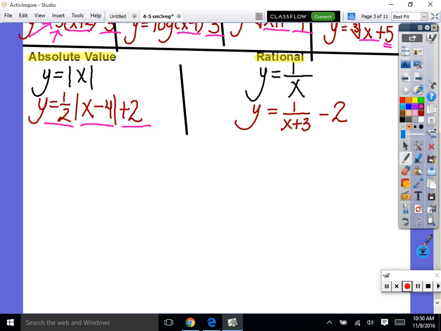Here we go, rational functions. So now we're to what we're graphing today. Here's the parent function, y is equal to 1 over x. So this is a shift from the parent function. That's what we're going to be graphing today. We would say left 3, down 2. Okay, we all get how shifting works.